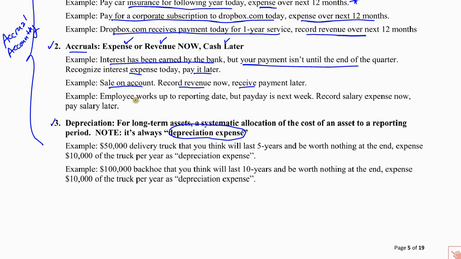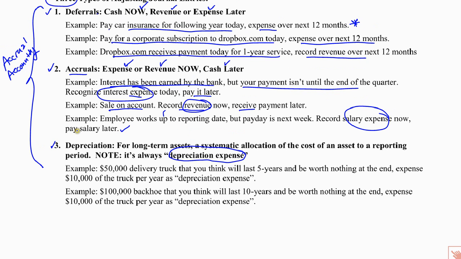Another example is salary expense. So we have salary expense, sales revenue, interest expenses as examples. Employees work up to the reporting date, like December 31, but payday is next week after the end of the reporting period. You're going to record the salary expense now for what you owe them, and you'll pay the salary later.